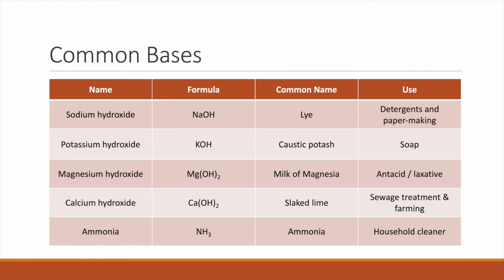Calcium hydroxide is slaked lime. It's used in sewage treatment and farming. And then ammonia is a household cleaner, which you can probably find in your house right now as well. Notice all of these, with the exception of ammonia, have that hydroxide ion, the OH minus. And we've talked about why ammonia doesn't before.